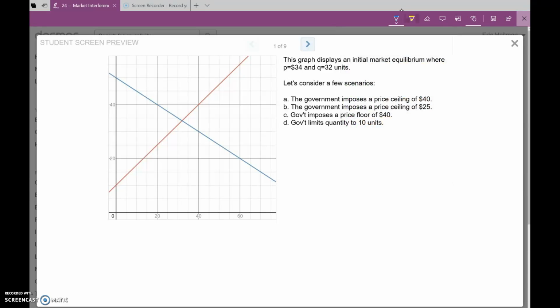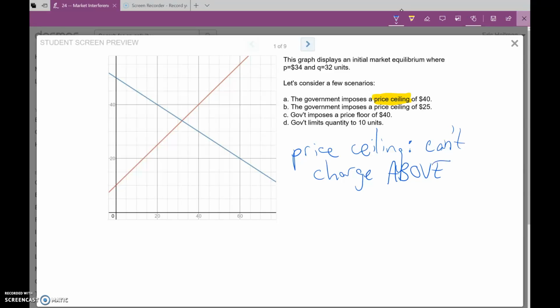So a price ceiling. When the government imposes a price ceiling, that is saying the price is not allowed to be above a certain amount. So price ceiling, can't charge above a set amount. So if the government set a price ceiling of $30, nobody would be allowed to charge more than $30.